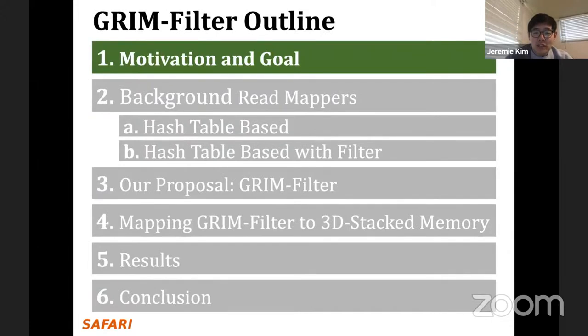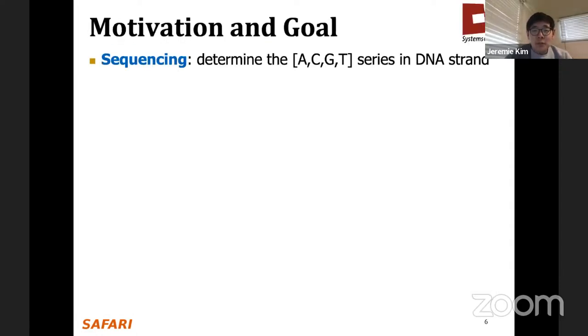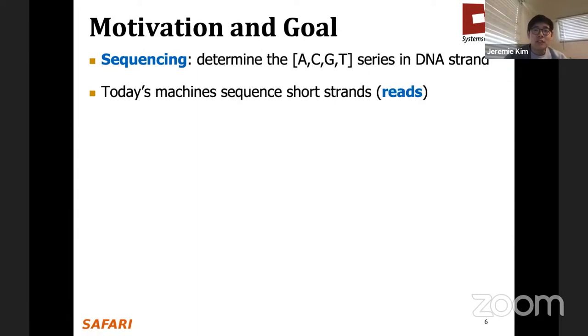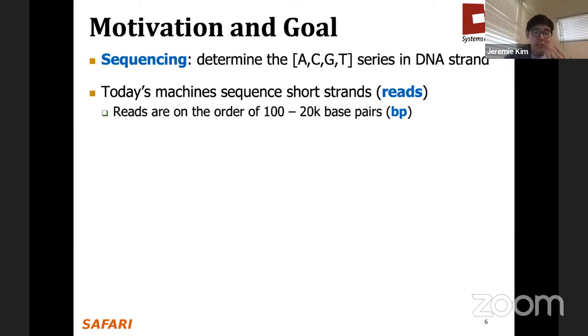I'll first begin with the motivation and goal. And this is basically the outline of the talk that I'll be giving. So sequencing refers to the process of determining the series of nucleotide base pairs in a DNA strand. And DNA is comprised of 4 different base pairs, which are referred to as A, C, G, and T. Today's machines sequence short strands, which are referred to as reads, and reads are on the order of 100 to 20K base pairs. I guess nowadays they can be longer, but that was what it was back in the day.